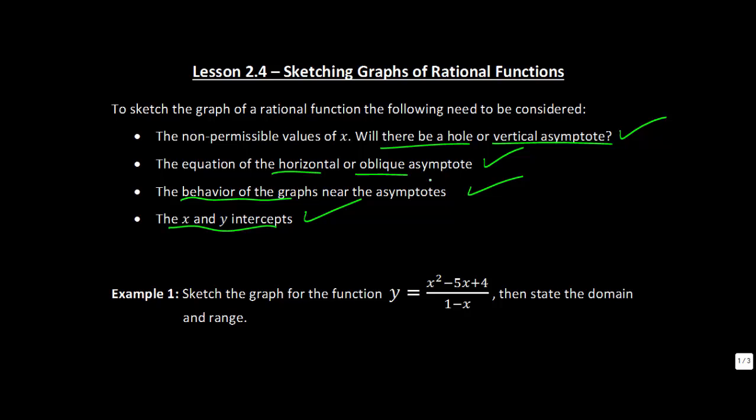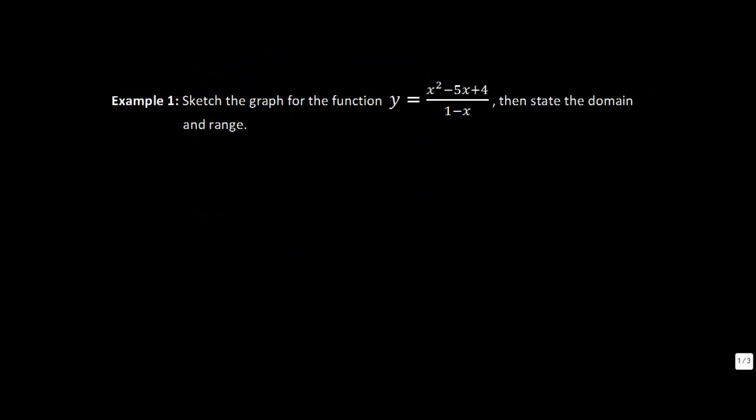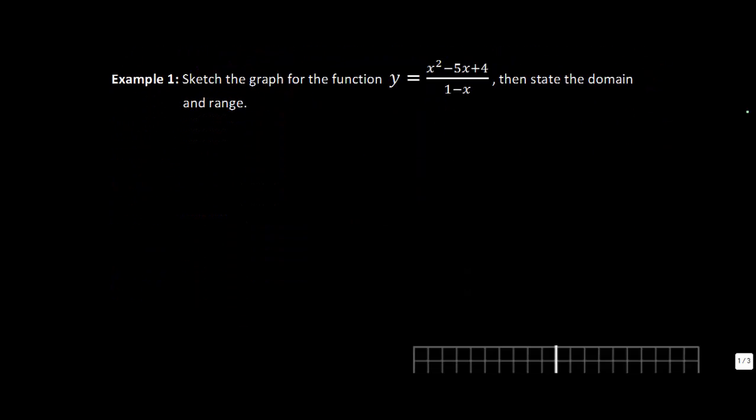Okay, so we have a couple of examples. We'll be referencing these steps through the various examples. All right. So example number 1 says to sketch the graph for the function y is equal to x squared minus 5x plus 4 all divided by 1 minus x. And once we've sketched this function, remember it's just a sketch, so we're trying to be as accurate as we can, but it doesn't need to be completely perfect. Once we do all that, then we'll figure out, of course, what the domain and range is.